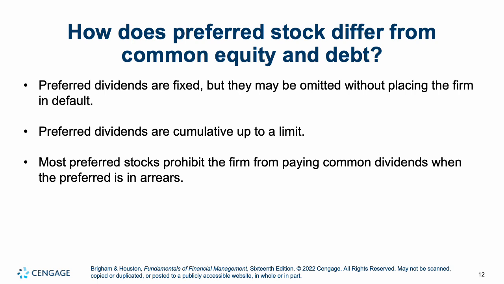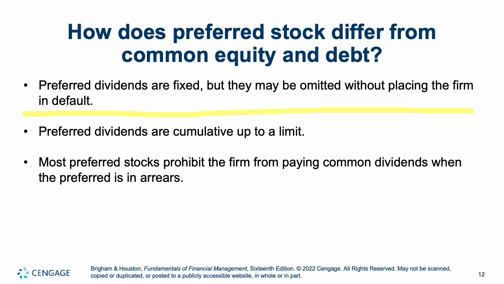Preferred dividends are fixed, similar to bond coupon payments. But remember back to when we were talking about default. If a company misses a preferred stock payment, it's not actually a default. They're not at risk of bankruptcy or anything like that. It's not going to make your preferred shareholders very happy, but it's not considered a default. So if a company's not doing well, they can say we're not going to pay preferred dividends this quarter or this term. Preferred dividends are cumulative up to a limit, and this part here is very important.